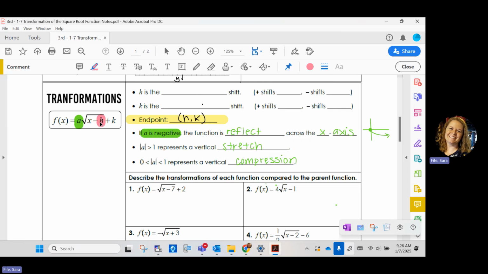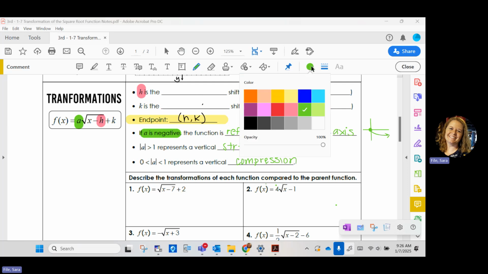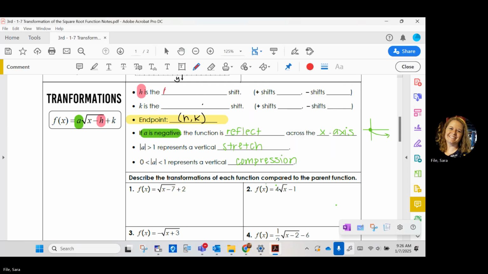H is going to shift our graph horizontally, left or right. So this is going to be the horizontal shift. You need to make a note. Horizontal is this way, left and right.